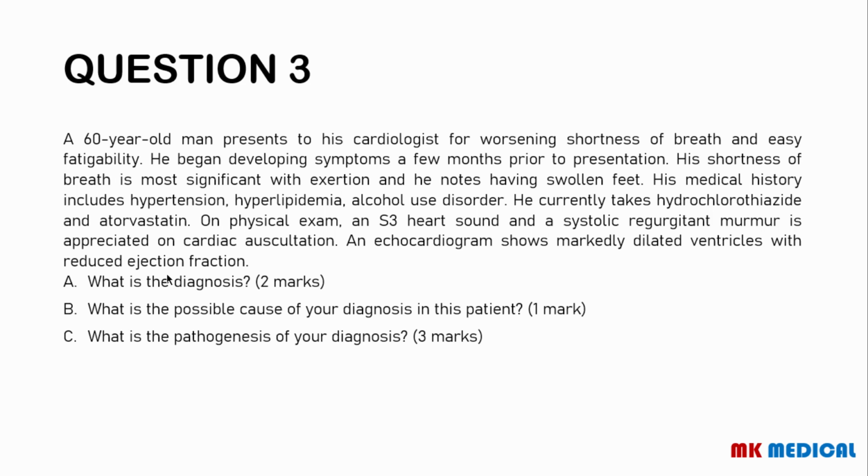So you can classify heart failure as heart failure with reduced ejection fraction, heart failure with preserved ejection fraction. Then what is the possible cause of your diagnosis in this patient? So remember that this patient has a history of hypertension. So the heart failure could be due to hypertensive heart disease. This person also has a history of alcohol use and their ventricles are markedly dilated. So obviously this could be alcohol-induced dilated cardiomyopathy, because remember, cardiomyopathies may also cause heart failure.